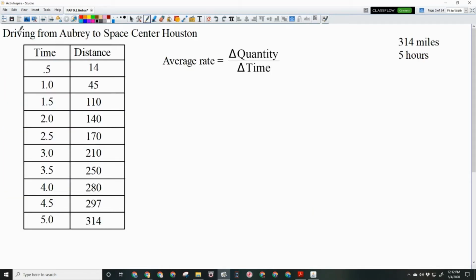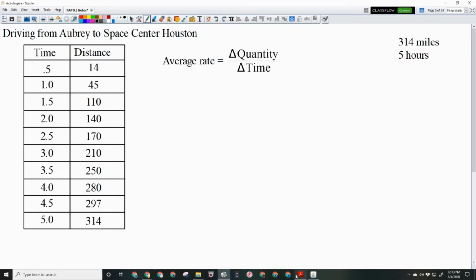So let's take the example here of driving. That's a rate, a speed. We're driving from Aubrey to Space Center Houston, and that is, according to Google Maps, 314 miles. It gives an average estimate of how long that should take: 5 hours. If we look at just the total mileage over the total amount of time, that's going to give us an average rate. The change in quantity, which is the change in miles, over the change in time, gives us miles per hour. And that's how we measure our speed when we're driving.